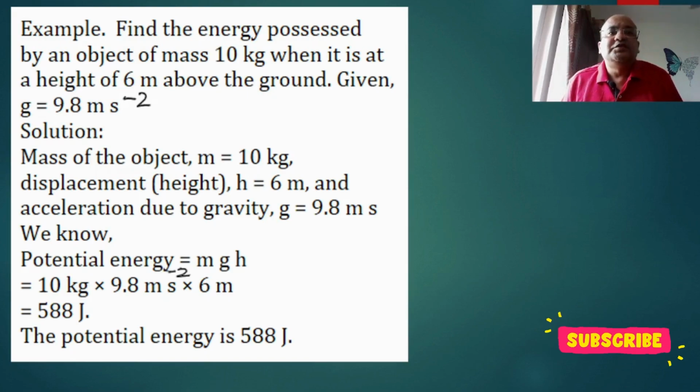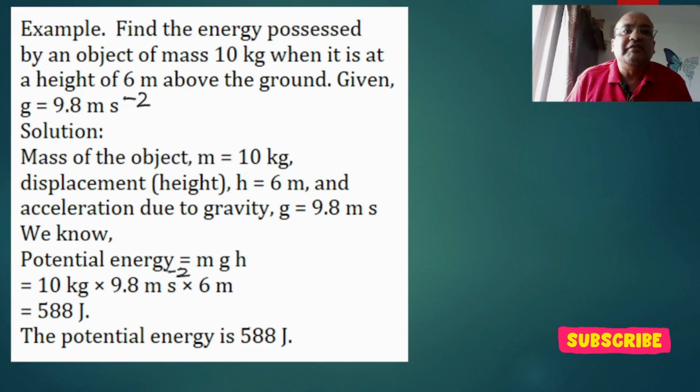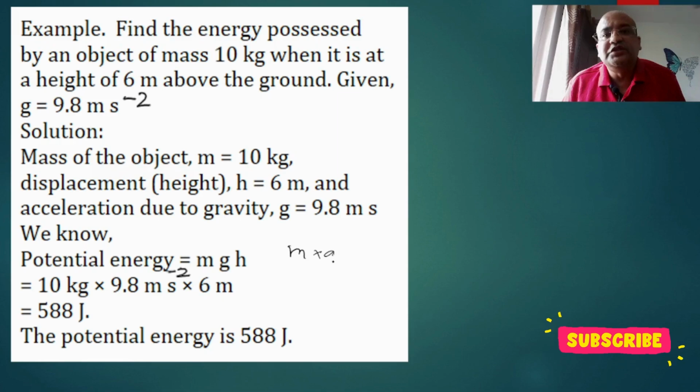Find the energy possessed by an object of mass 10 kilograms when it is at a height of 6 meters above the ground. We have been given acceleration due to gravity, it's 9.8 meter per second square. Now let's see how to solve this problem. We all know that potential energy is nothing but mgh, that is m into g into h.